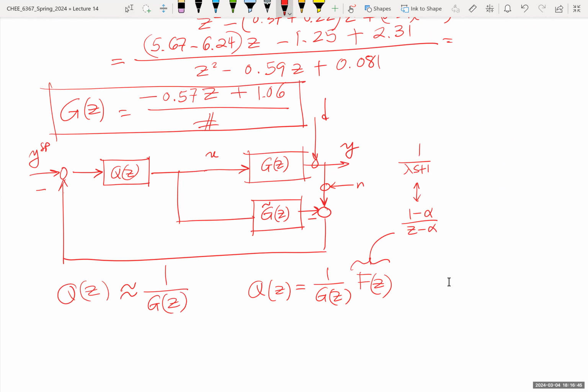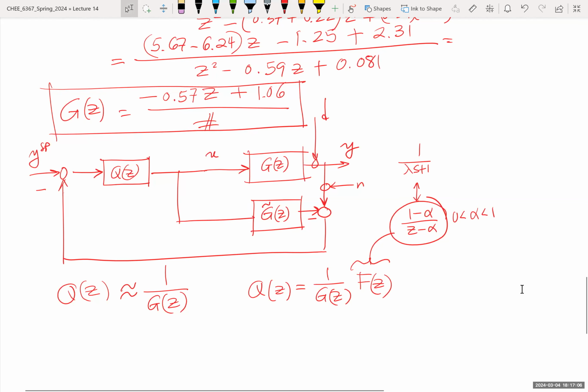It's in the Z domain, so this is a simple filter. Alpha is a parameter that is between 0 and 1, so I can have stability and good performance. And everything I learned about IMC in continuous time carries over here to discrete time. The closed loop is just dictated by the filter and all that.